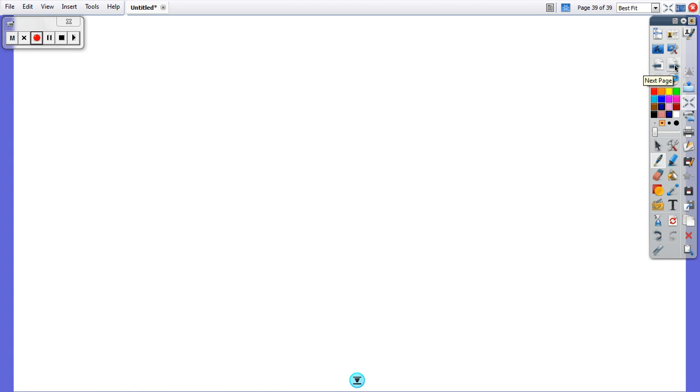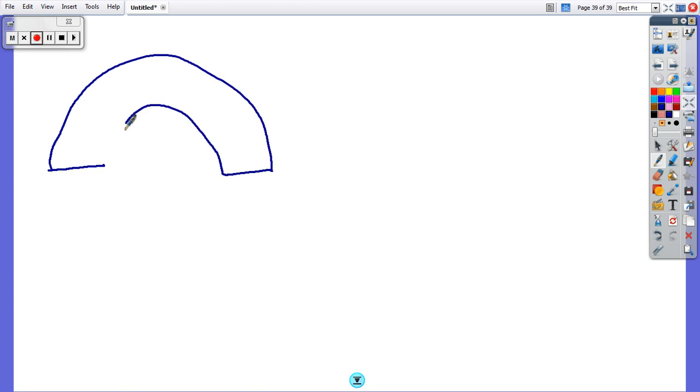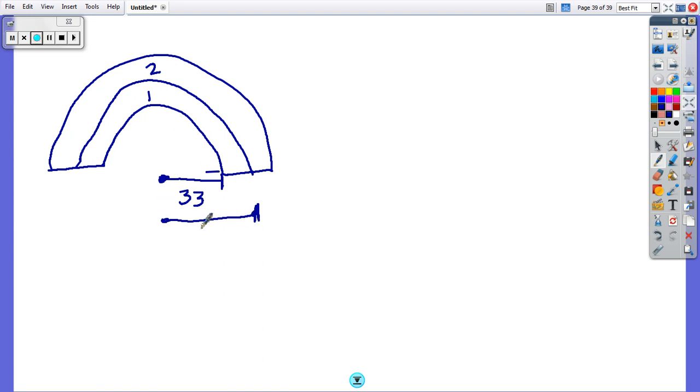Here's another example. This time we're going to be talking about a track. Pretend you're on a track team and you're running a race. Just a semicircle. The inside lane is lane 1. The outside lane is lane 2. From the center of the track, the distance to get to lane 1 is 33 meters. From the center of the track, the distance to get to lane 2 is 34 meters.